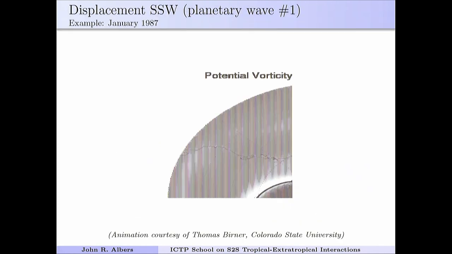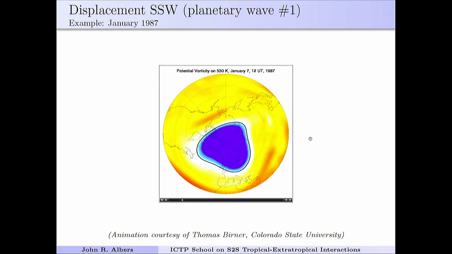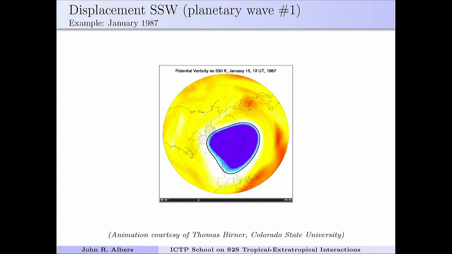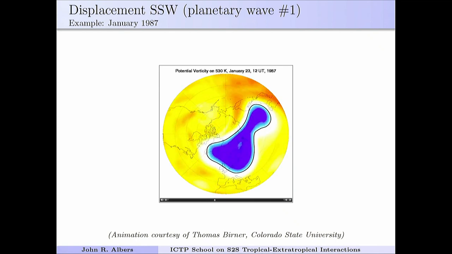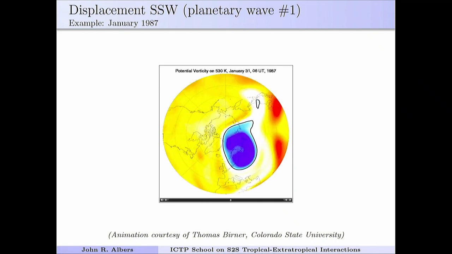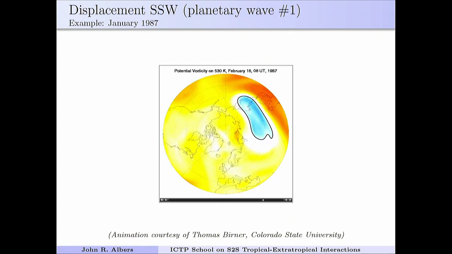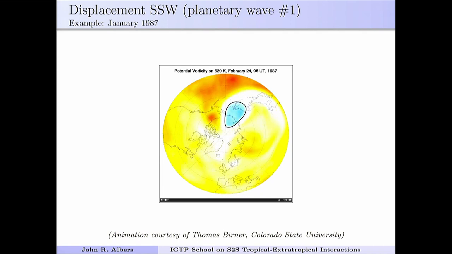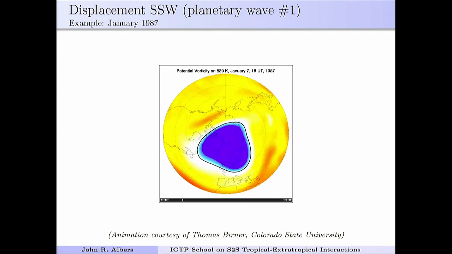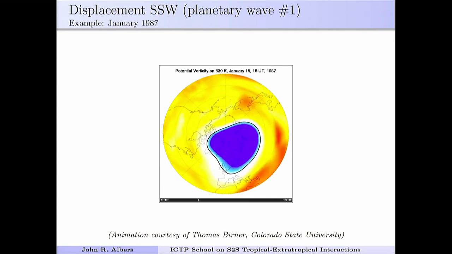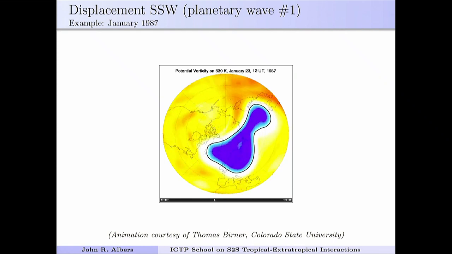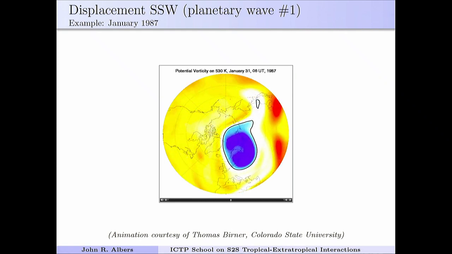Because I like seeing these things, I think it's good to see what they look like visually. This is a PV map of a displacement event, and essentially you see these waves breaking on the periphery of the vortex, and then you see the vortex getting pushed off the pole. And that's essentially a huge disruption over in the extratropics throughout the column in the stratosphere.